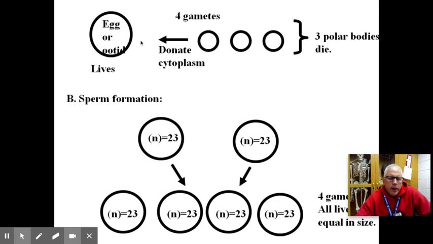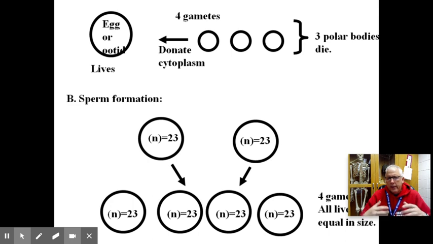Now, here's what's weird about a female. These 3 cells, I have 4 daughter cells, but 3 of them donate their cytoplasm and die. Only 1 of the 4 live. And it's a megacell. It's the biggest cell in the human body. It's the only cell we can see without a microscope, because an egg or ova is actually 4 cells combined into 1. The reason for that is that we need that extra cytoplasm for that egg or that ootid to live and do its thing. That's what's important with that.